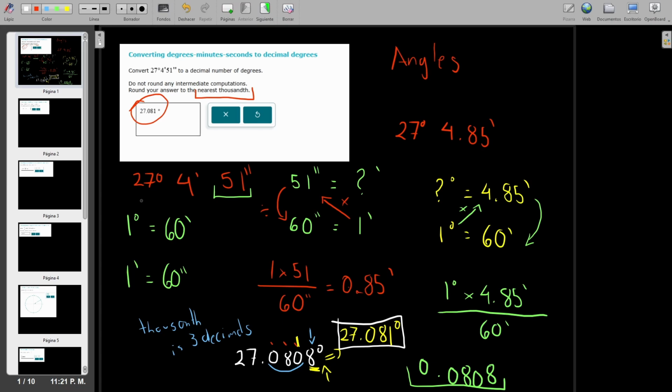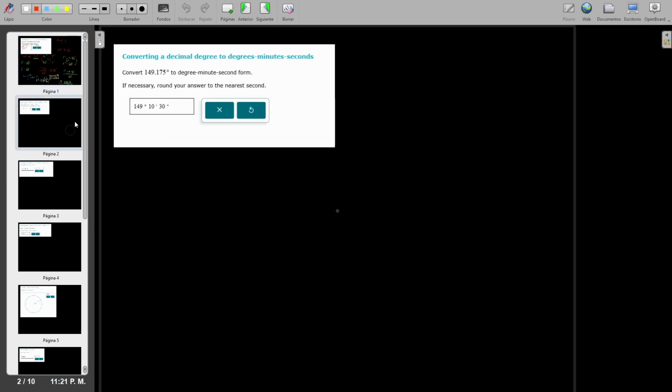Okay, now we go to the next one. They're asking now the same thing, but the inverse, the opposite. Now they're asking to be converting all of this, that is a decimal, to degree, minutes, and seconds form. If necessary, we need to round our answer to the nearest second, so to the nearest whole value.